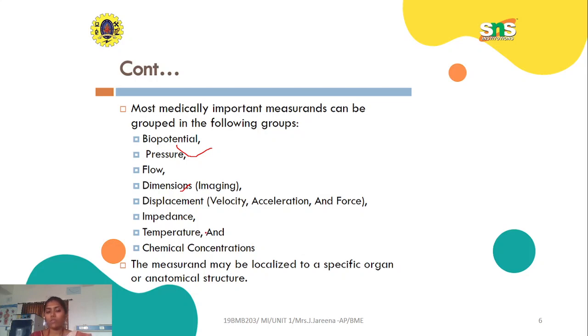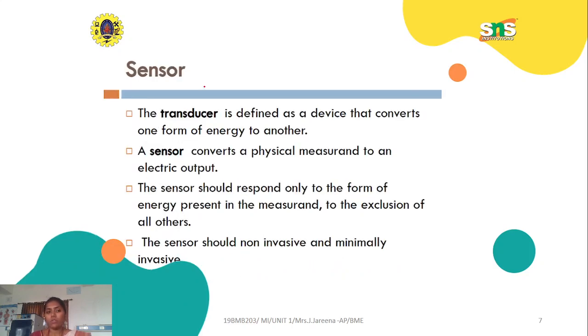From these measurements we will get valuable information about what we would like to assess, like organs or systems and so on. This measurement may represent some specific organ or anatomical structure. As I said before, if you want to extract or capture biomedical signals, two things are very important. One is the transducer, another is the sensor.